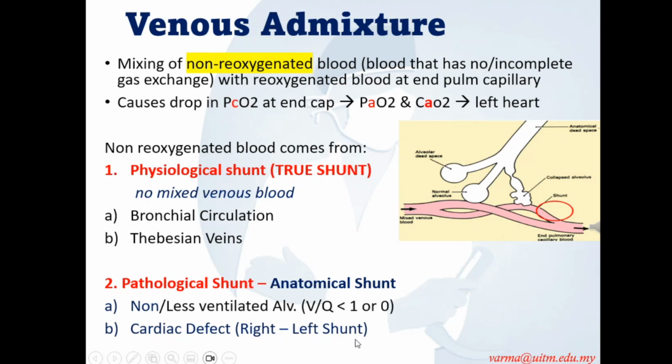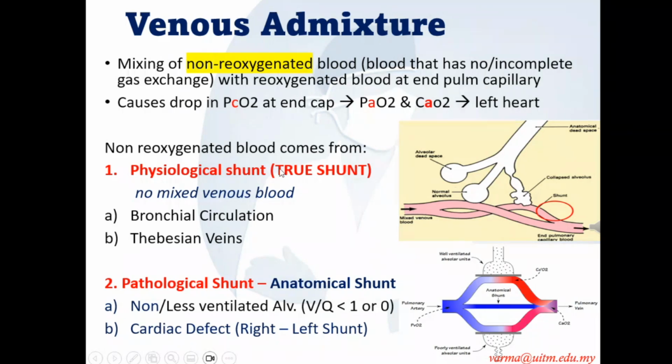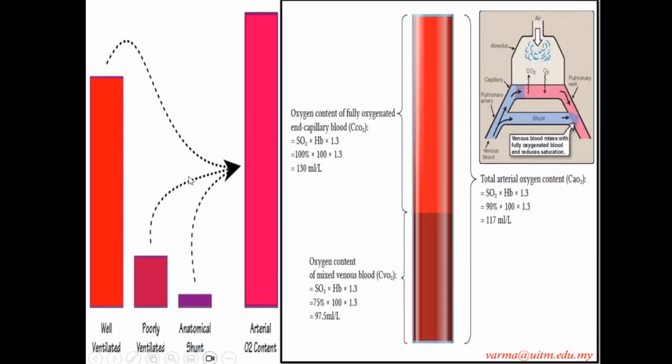Cardiac shunt does not cause VQ mismatch. It causes a straight direct drop in PaO2. They are not about VQ mismatch. We are talking about ventilation and perfusion in the lungs. So this is the concept of venous admixture. Shunt is actually a part of venous admixture, but venous admixture consists of two shunts. When we talk about shunt in hypoxemia, we are talking about this shunt, pathological shunt. We are not talking about physiological shunt. Physiological shunt is acceptable. So when you have a well-ventilated alveoli, when you have a purely ventilated alveoli, and we have an anatomical shunt.